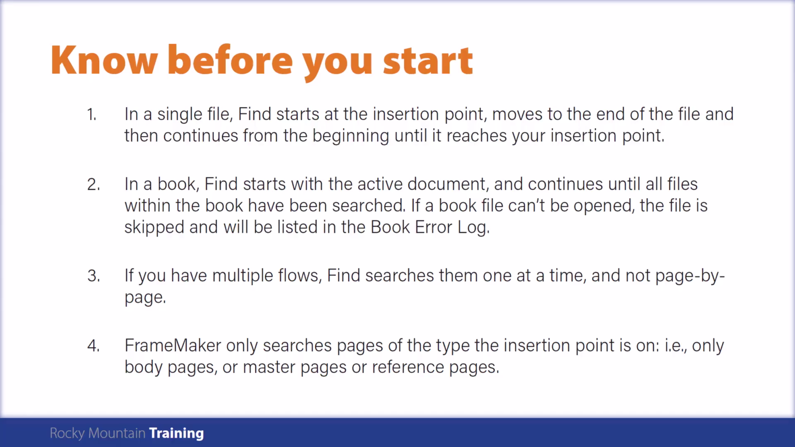And in a book Find and Change, if FrameMaker can't open up a chapter for some reason, maybe it's missing fonts, maybe it has some other error associated with it, it won't search that document. You should be aware of that. You'll see that it didn't because there's a book error log that will open up and it will tell you that it couldn't get to one or more of your files. A quick way to circumvent that is to open up all the files in the book before you do a global Find and Change. It's not a bad idea anyway, because we as humans can mess things up.